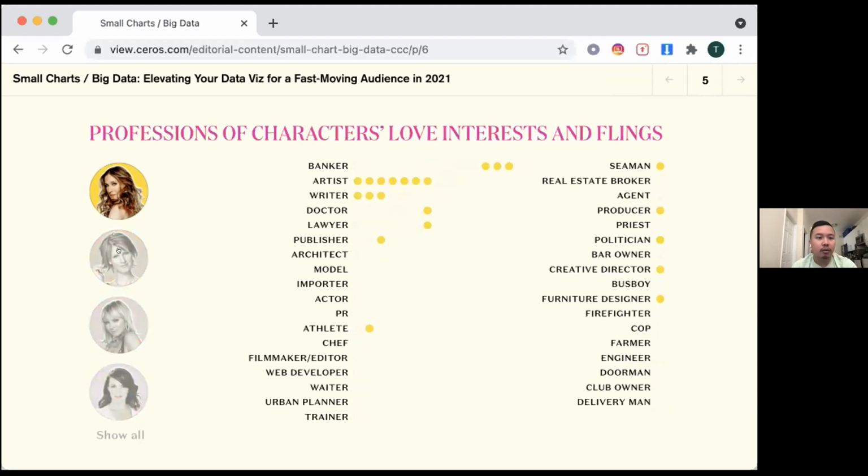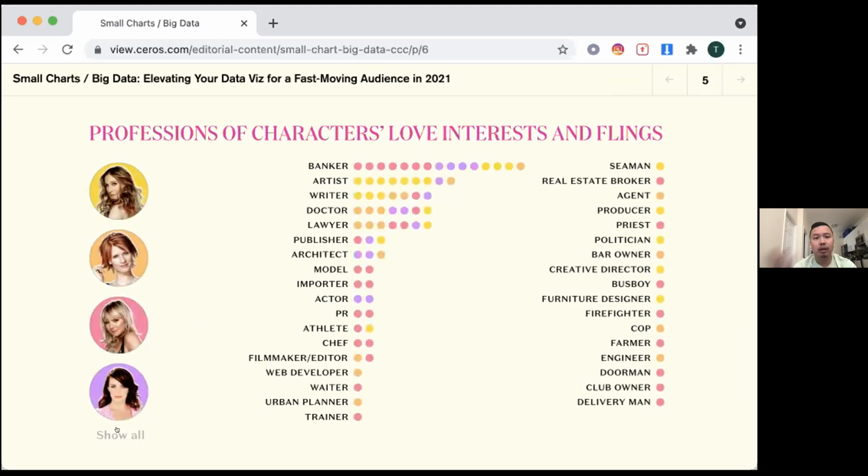As you click around between the characters, you can see the dots populate. So by clicking around, you can compare and contrast who has more love interests than others. And then when you want to see everything again, click show all, and it comes back to where it was before. So using interactivity really helps break up the data set and helps the users understand what you're trying to tell them better.